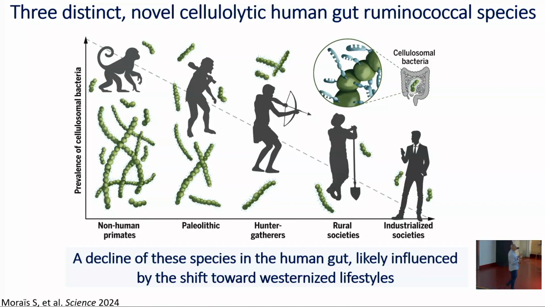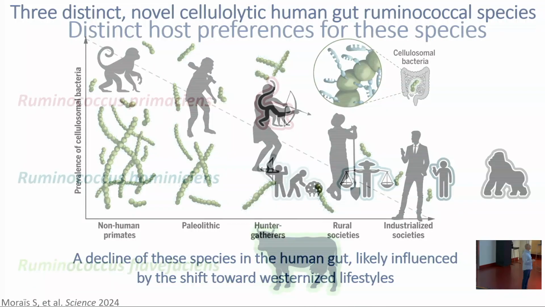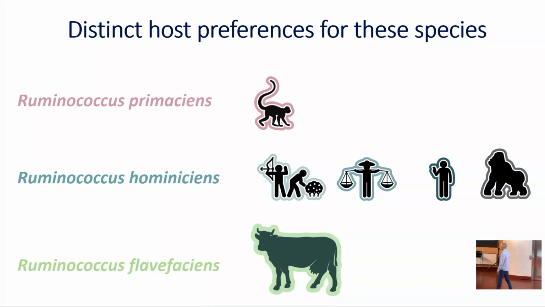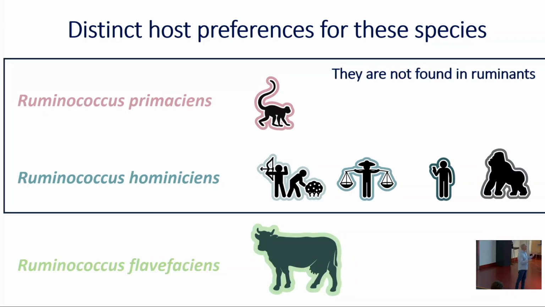Now, another very interesting portion of this study was that these species have distinct host preferences. As I told you, we discovered 3 of them. I will be talking now about 2, and I will introduce you to the 3rd one in a second. So we have Ruminococcus promesians, mostly associated with non-human primates. Ruminococcus hominesians, we named them like this. Afterwards, I realized that I made a mistake because I have a hard time pronouncing their names. But these 2 are actually associated, this one specifically is associated with humans and apes. And the 2 that we find in humans and apes are not found in ruminants or cows.